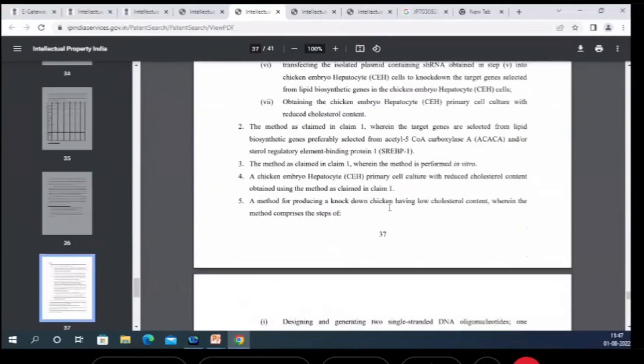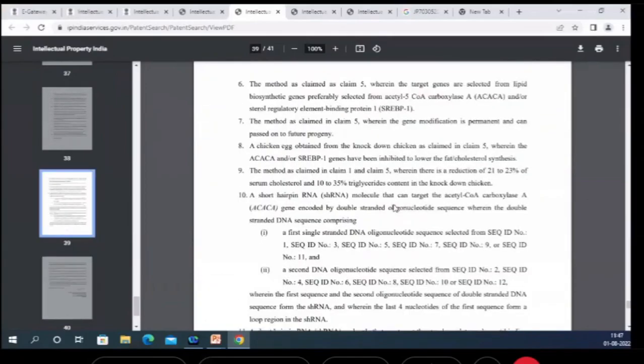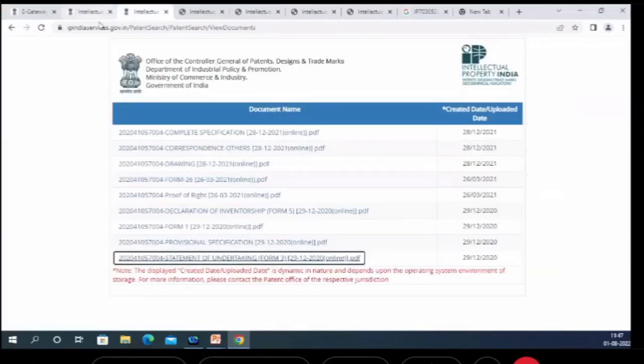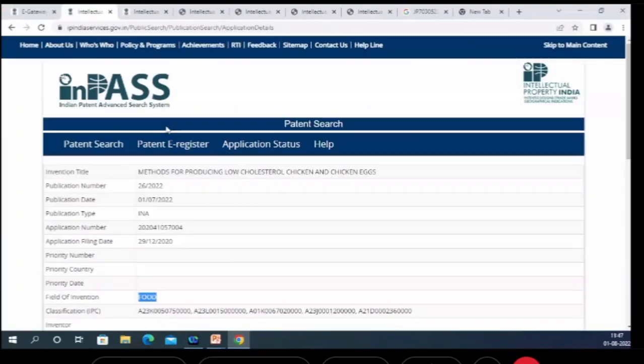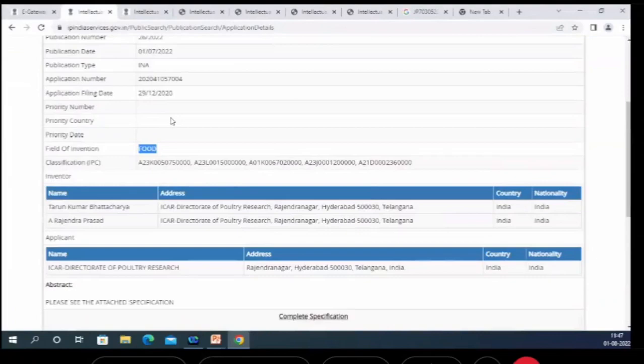So there are, I think, 12 claims. No, there are 15 claims. So this is how we can search for a patent application. So this application is filed by ICAR. So there are various applications I have showed you. All the applications are filed by ICAR. So you can search, and you can put any kind of data, that means field of your application or title of this application. So you can get the basic idea how you can search for a patent application, or how you can do a basic prior search.